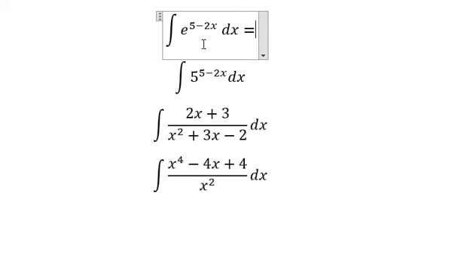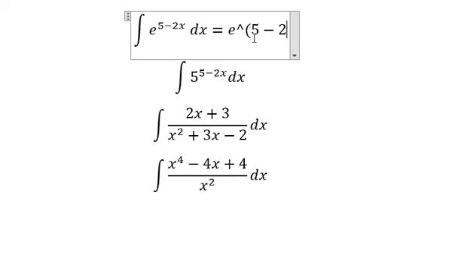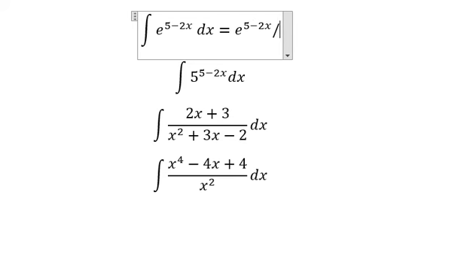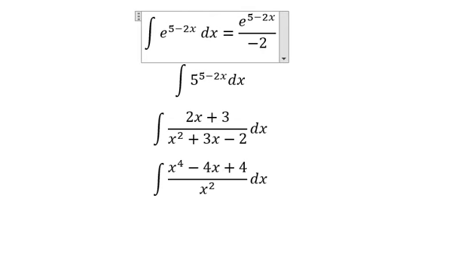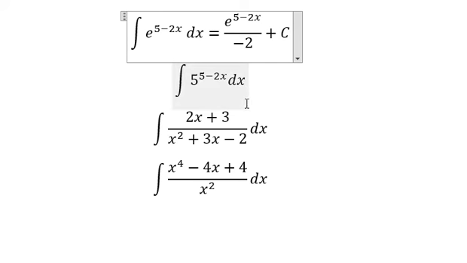For the first one, if we do this integration, we will have e to the power of 5 minus 2s over negative 2, because negative 2 is the coefficient of s. That's why if we do this integration, the coefficient of s should be in here. And we put c.